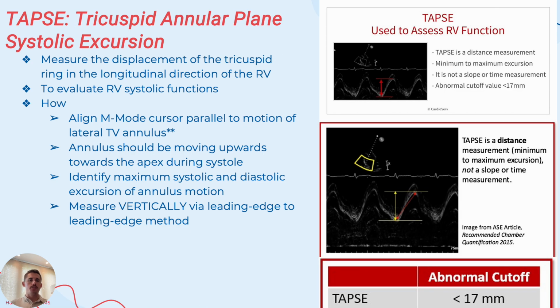So moving on to TAPSE, that's our tricuspid annular plane systolic excursion. This was the most sensitive method of determining if someone had a PE outside of obviously the CT. But it's a distance measurement from the minimum to the maximum excursion, so systole to diastole of the tricuspid valve. So we're aligning our M mode cursor parallel to the motion of the tricuspid valve annulus. And then that annulus should be moving upward toward the apex during systole.